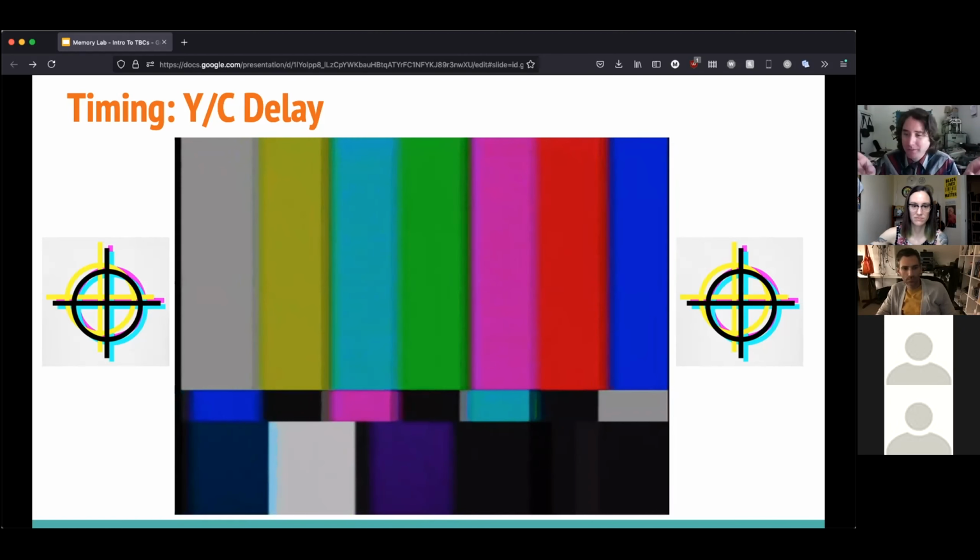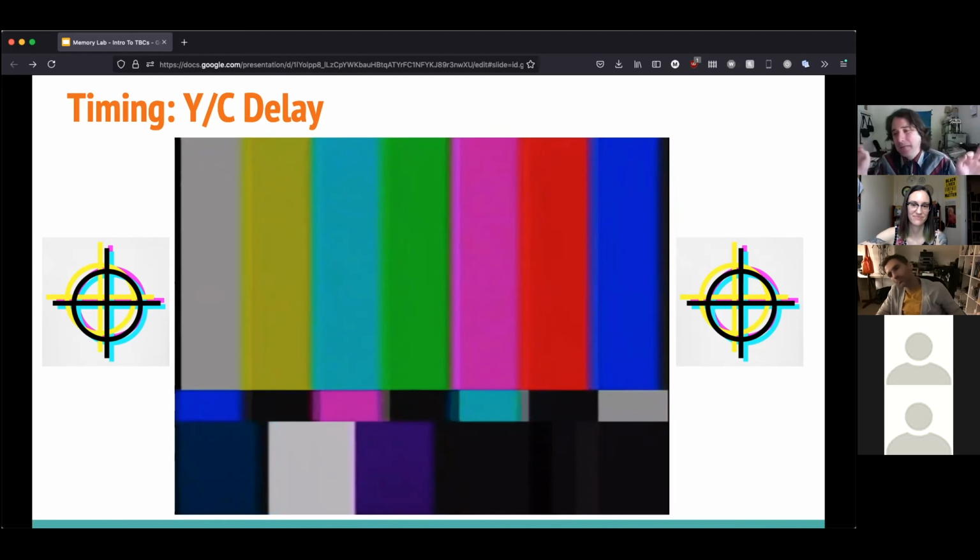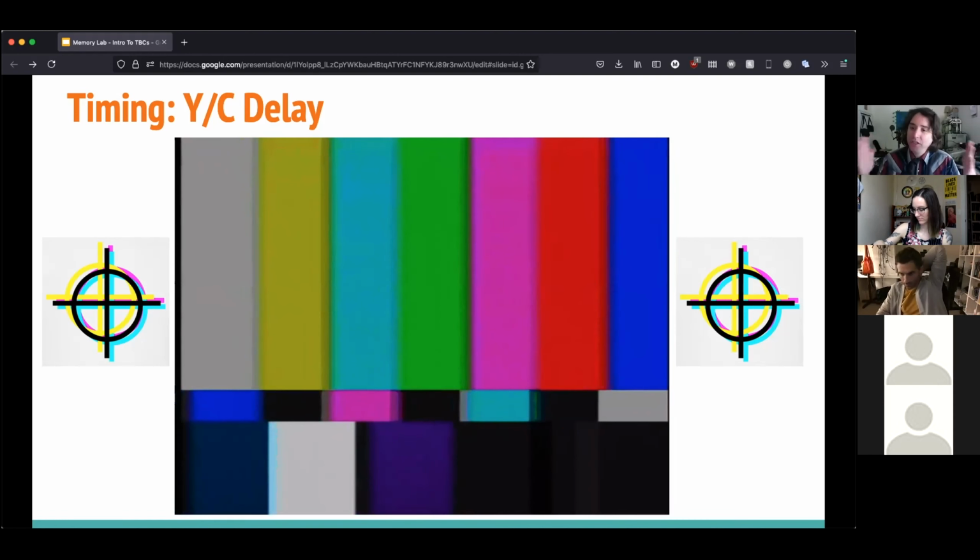And I have these images on the right that are like your printer registration targets, because this isn't the same thing, but as an analogy, it functions. When you're setting the YC delay, you're setting the registration of the chroma with the luminance information.